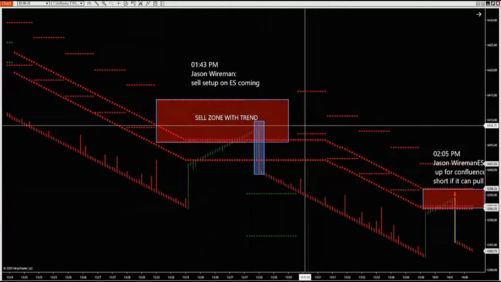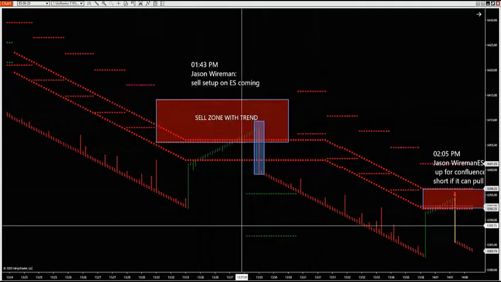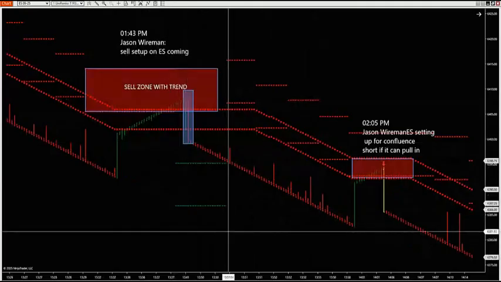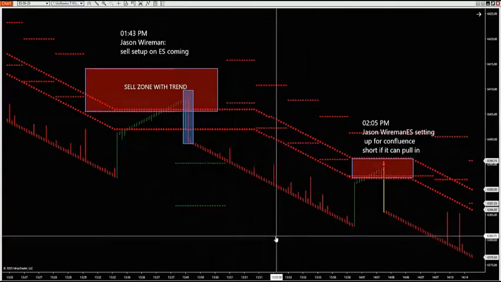So ideally what you want is, I saw this coming up in the sell zone though. I said sell setup coming on the S&P. I was correct. It gave a reversal candle, 99.5. It got as low as 82. So it fell 15 S&P points.